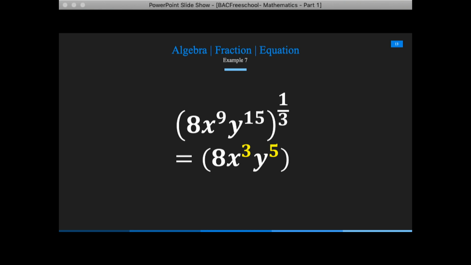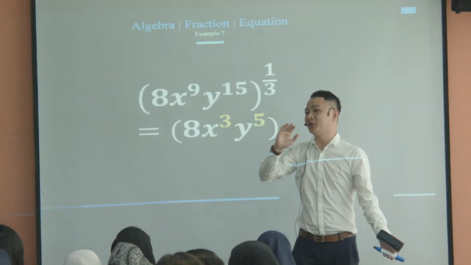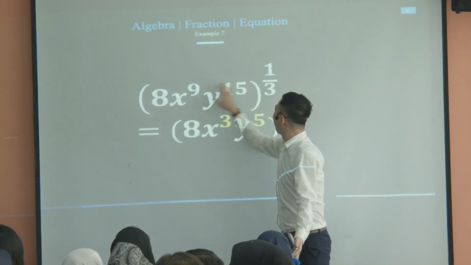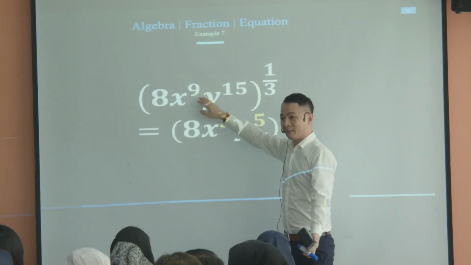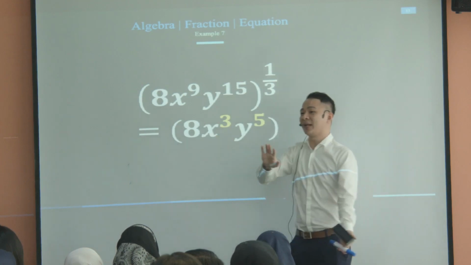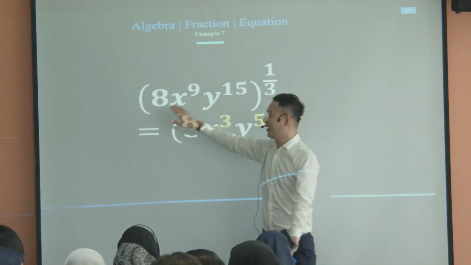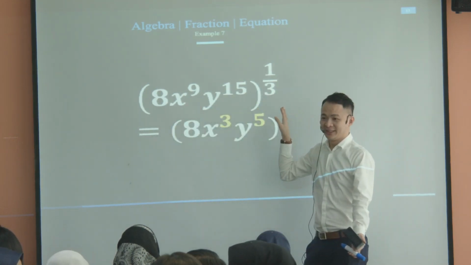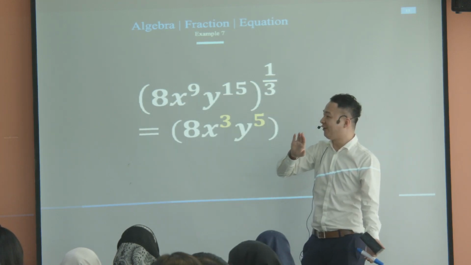Of course, some students understand power 1 over 3 basically means cube root. But for power and power, we only do multiply. But for number and power, then we do cube root. Or you can use your calculator, type 8 power of 1 over 3. But it also depends on which calculator you are using.